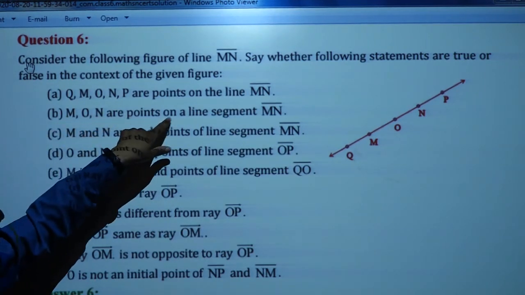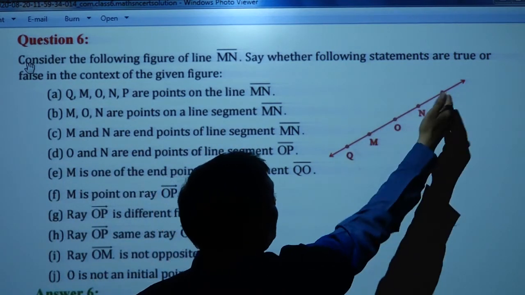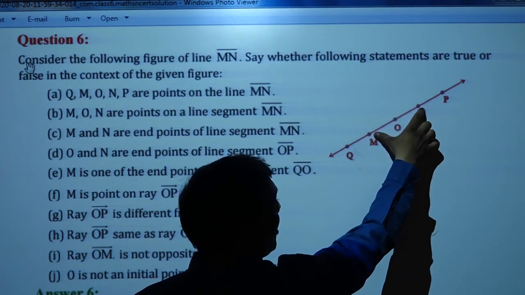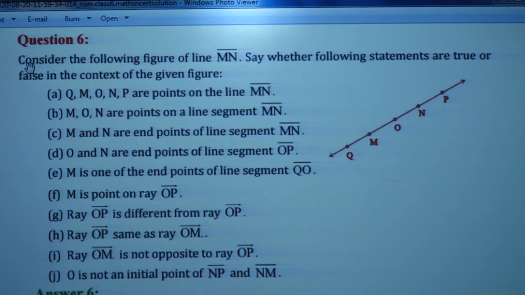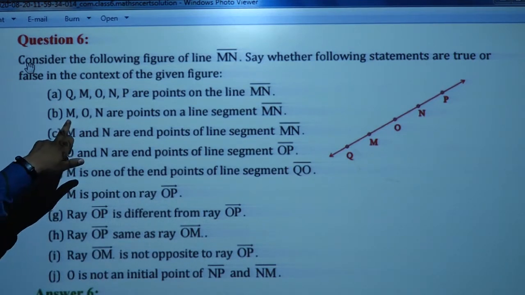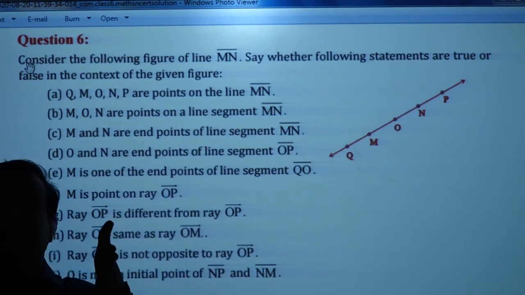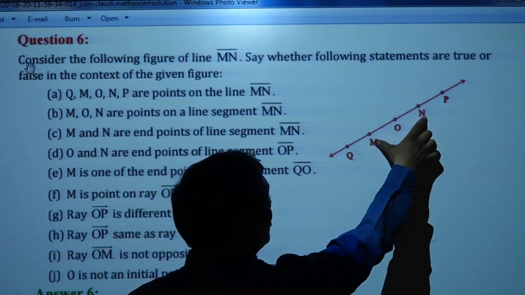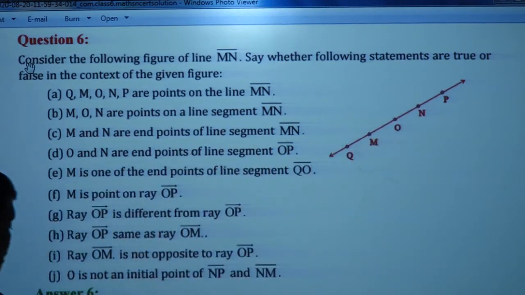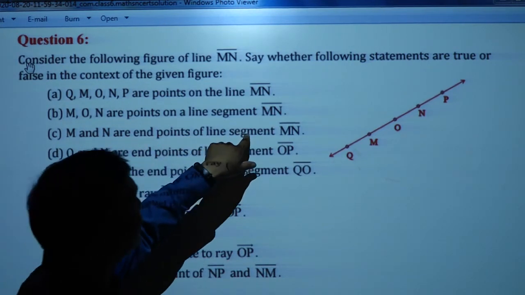Second one, M, O, N are points on the line segment MN. If you see, line segment means between these two only, not outside. M, O, N are on this line, between these only. Yes, this is also true. Why? M, O, N are points on the line segment. Line segment means starting point and ending point, between those only. Not outside. So M and N with O between, so M, O, N. That is true. Next, M and N are end points of the line segment MN.